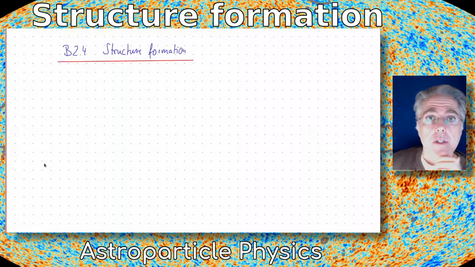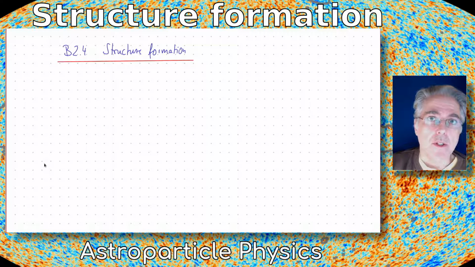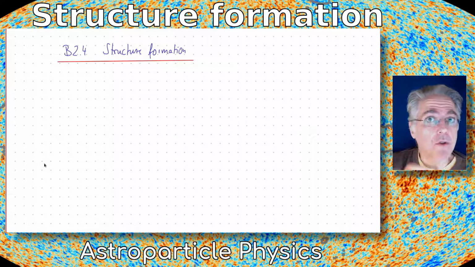Okay, now this section B2.4 concludes our journey through the thermal history of the universe, which we started with the nucleosynthesis, and then we jumped ahead to the time of the CMB formation or the CMB decoupling. We are left now with a universe which is electrically neutral, so there's not a plasma anymore, and we are dealing now with some oscillations that we actually observe in the CMB as an imprint. And now the question is, how do structures actually form out of this?